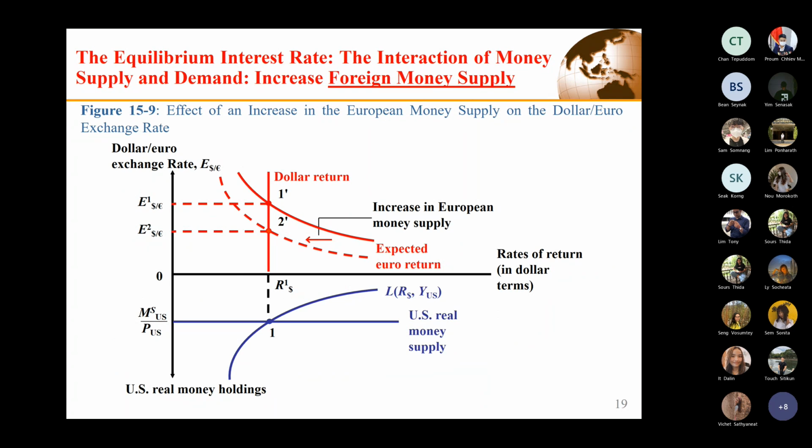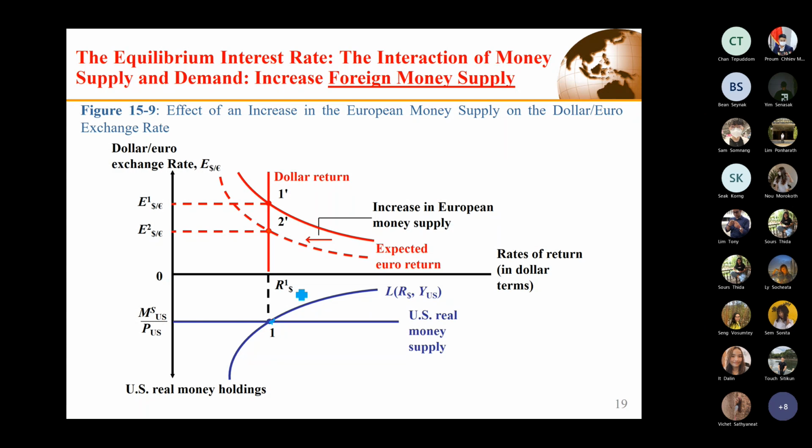This is the case where the European Central Bank decides to increase the money supply. So you see here that in the money market there is nothing happening. You can see everything is the same at 0.1. Everything is still in equilibrium: money demand equals money supply, interest rate equals 0.1.